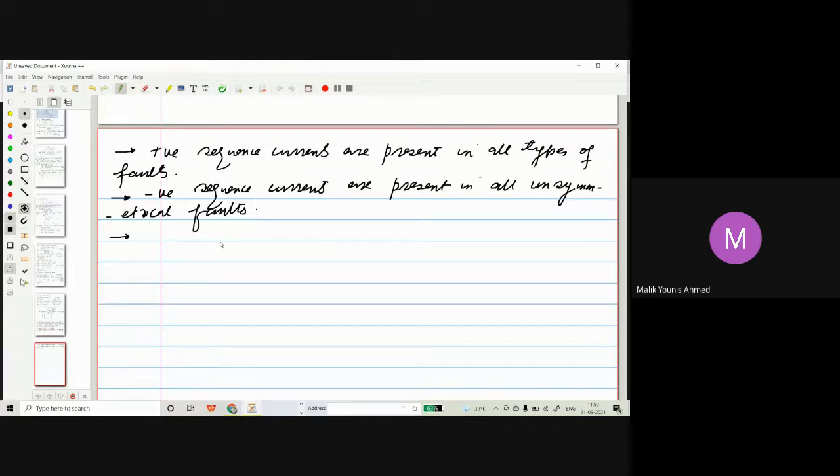That means line to ground fault, double line to ground fault. And in either case, the magnitude of current will be equal to 3 I_A0. So this is also a very important point. Zero sequence currents are present when the neutral of the system is grounded.